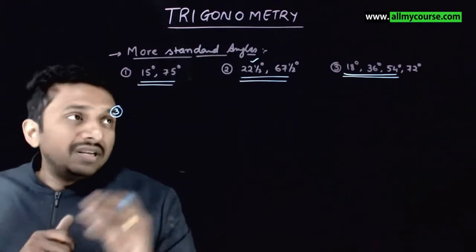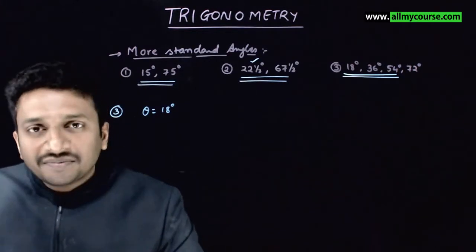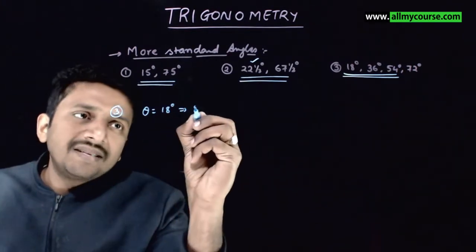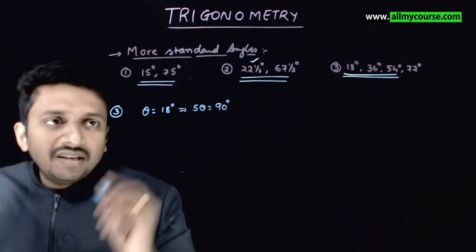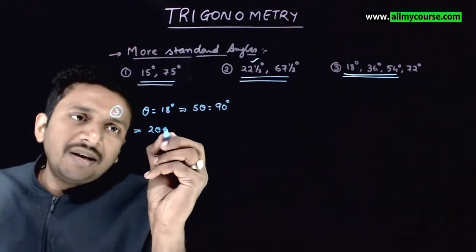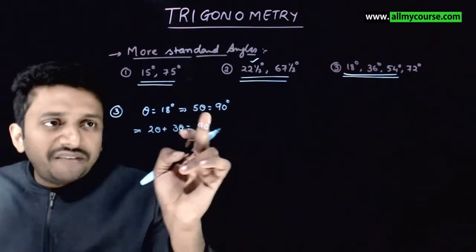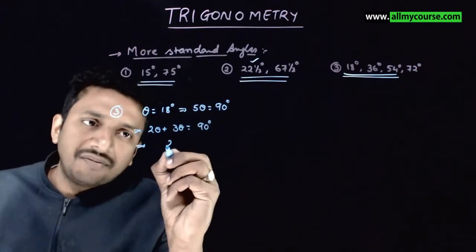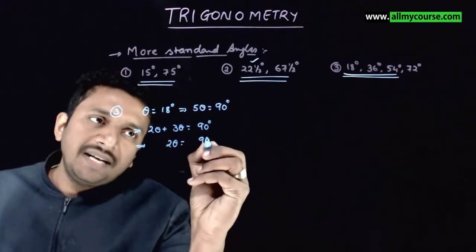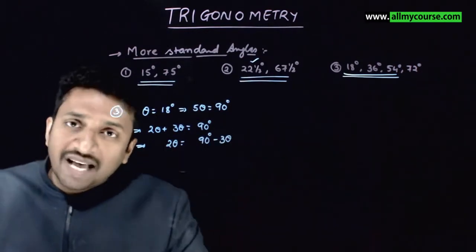So here what I do is, if theta is equal to 18 degrees, that implies 5 theta will be equal to 90 degrees. So this implies 2 theta plus 3 theta is equal to 90 degrees, right? Because 5 theta can be written as 2 theta plus 3 theta. Let us see why I am doing this afterwards. So 2 theta is equal to 90 degrees minus 3 theta. If theta is equal to 18 degrees, this has to happen.